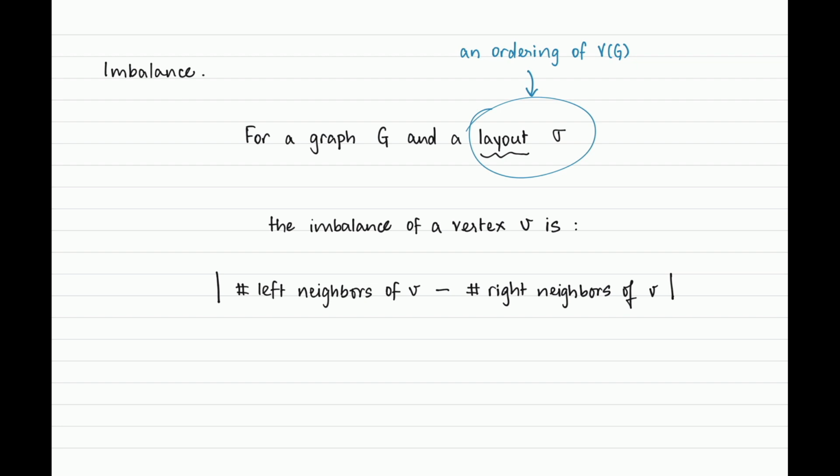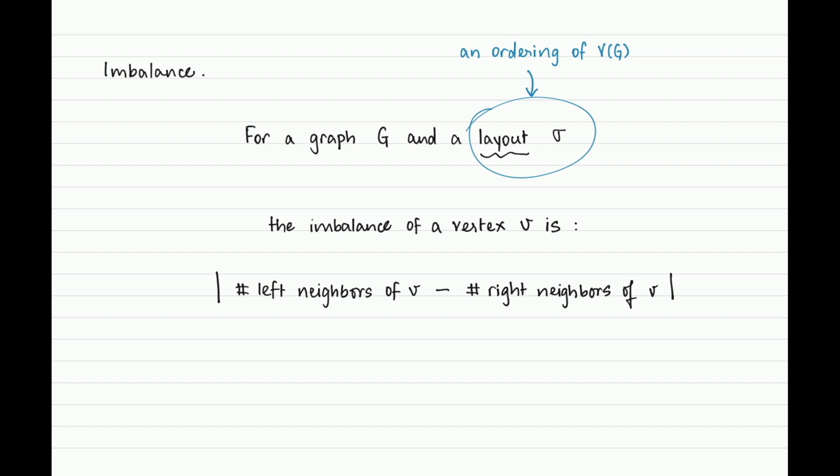So suppose you have an undirected graph G. We'll assume that the graph is simple and unweighted and so on. And suppose we have a layout sigma. By layout, I simply mean a permutation or an ordering of the vertex set of the graph G. So with respect to a fixed ordering sigma, the imbalance of a vertex V is the difference between the number of neighbors that it has to its left and the number of neighbors that it has to its right. So it's the absolute difference.